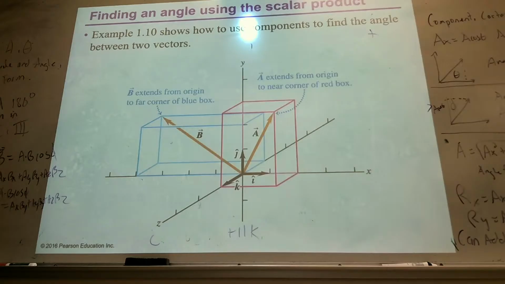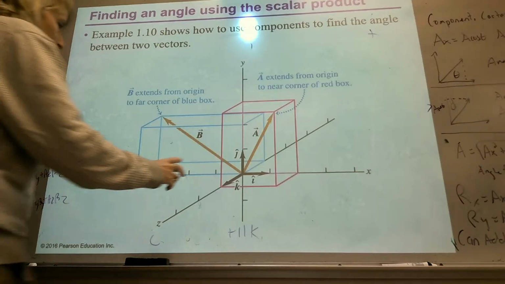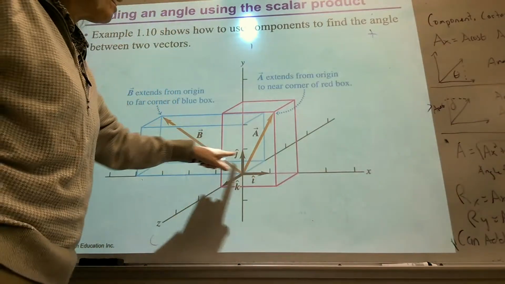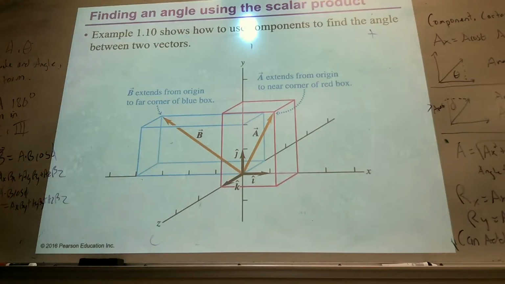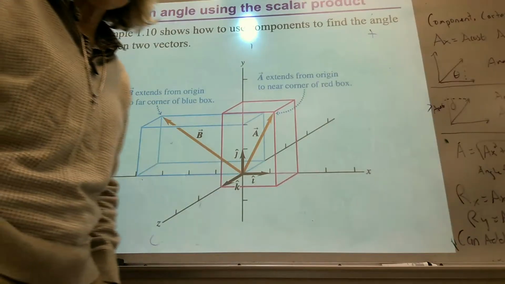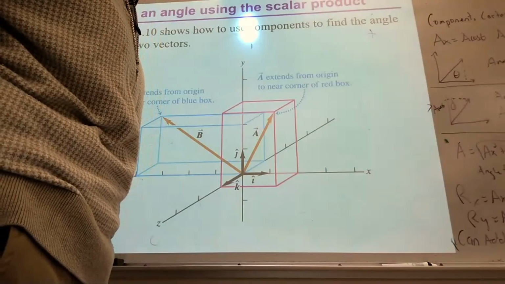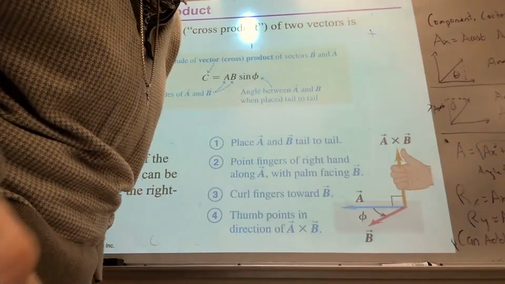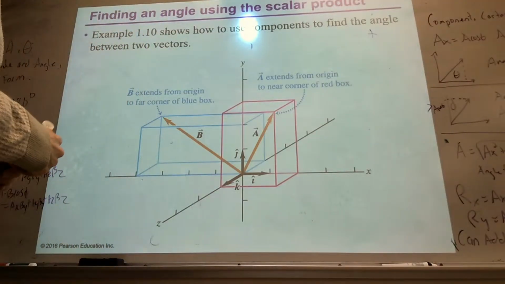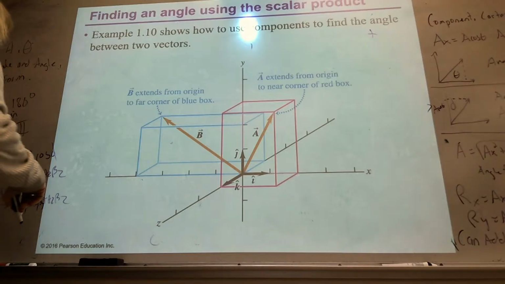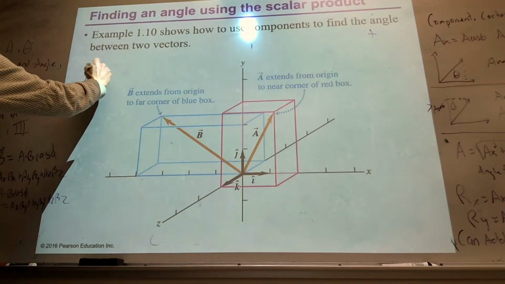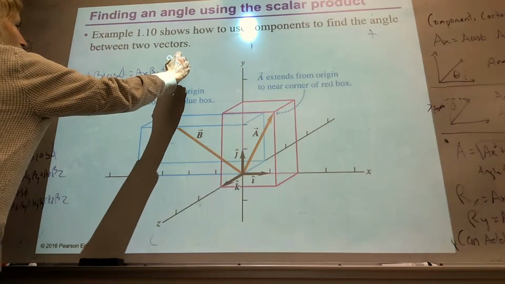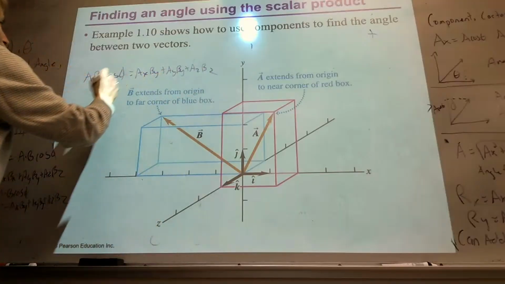Okay, finding an angle using the scalar product. Let's say we have a 3D vector and a 3D vector, and we want to know what's the angle between them. So these vectors A and B, how would we do it? That's where we're going to use our two equations of dot product. Okay, so we have our two equations. We set them equal to each other. And then we isolate our cosine phi.